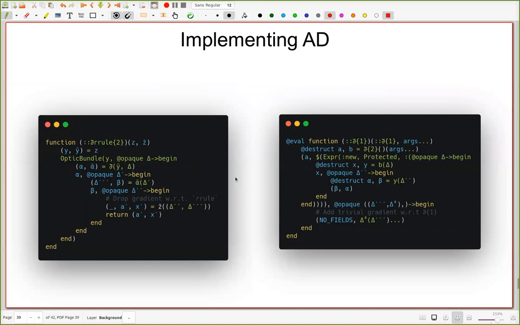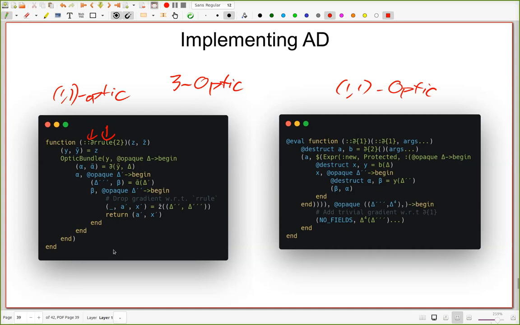So one more thing to say, and we can talk about it more in the discussion since I'm out of time, but this is basically this isomorphism between three optics on the one hand, and one-one optics on the other hand. The left-hand side here is a three optic. And why do we need to implement this isomorphism? Well, this rule definition that I showed you at the beginning is really a one optic. So we can come up with higher order derivatives by applying basically our functor to the definition of our R rule, and we get a one-one optic. And then if we want to use that in our higher order derivatives as a three optic, we basically need to do this transformation.